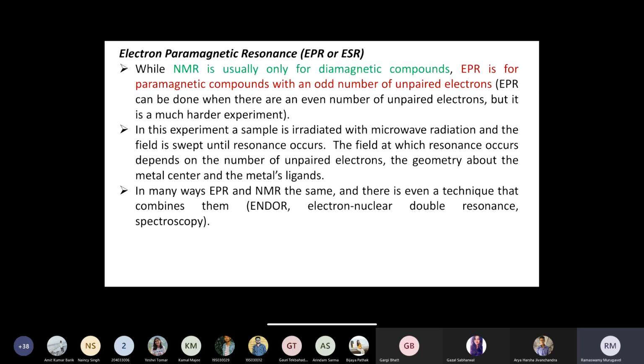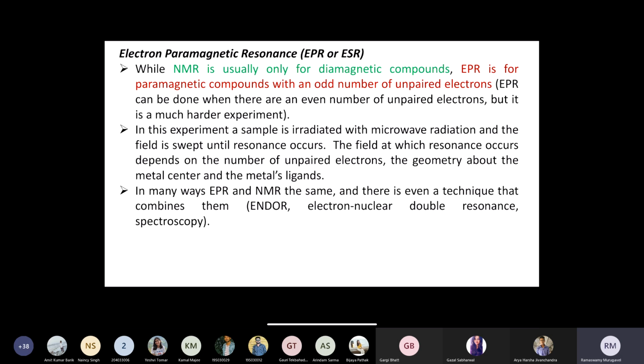Okay, so EPR is for paramagnetic compounds with an odd number of unpaired electrons. In this experiment, we irradiate a sample with microwave radiation. The other one is radio frequency, but microwave and radio frequency are close to each other. The field is swept across until you see a resonance. The field at which the resonance occurs depends on the number of unpaired electrons and the geometry.